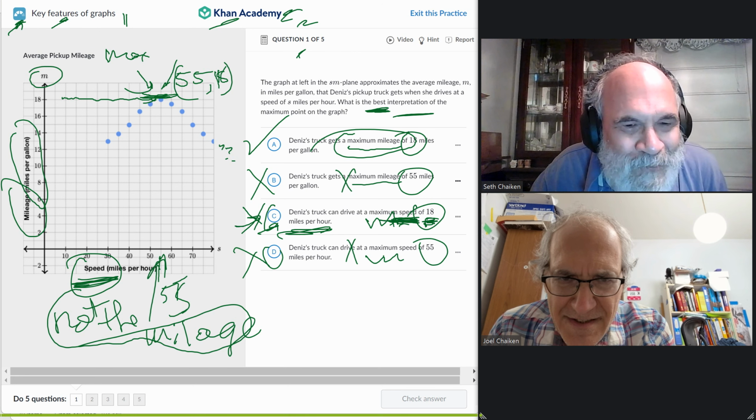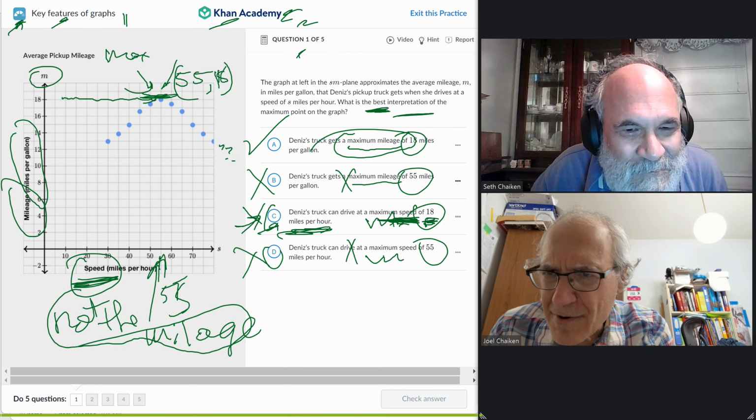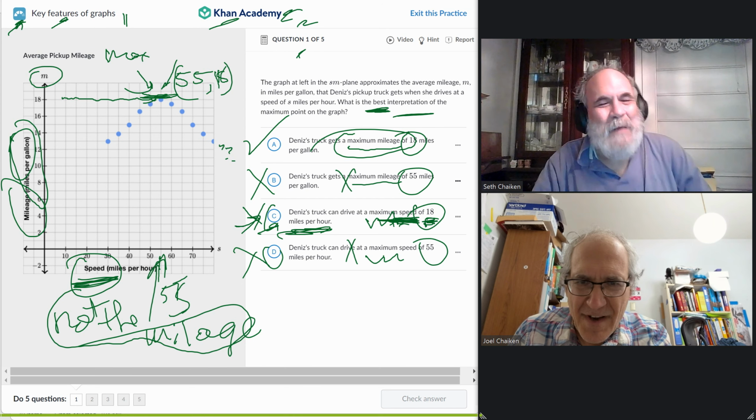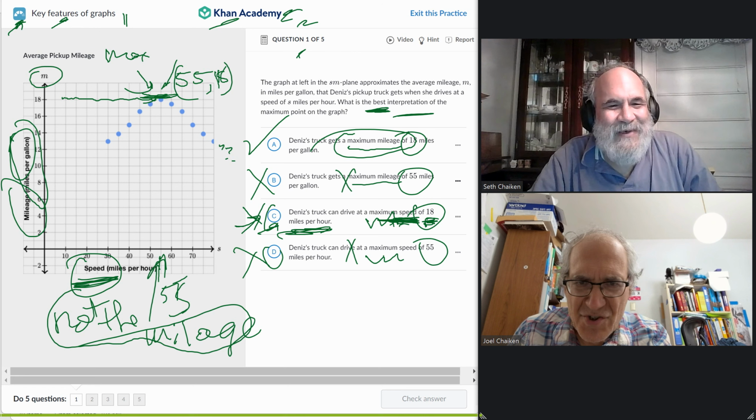Oh, that does make sense. Maximum speed of 18 miles per hour. Yeah, but the 18 is miles per gallon. Oh my God, yeah. Right. She can drive at a maximum speed.